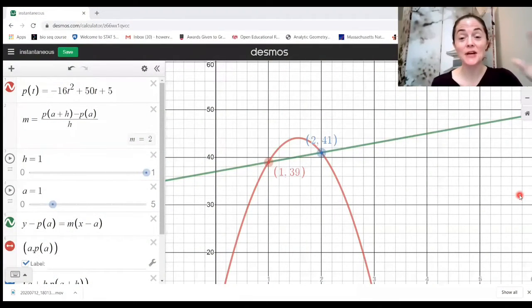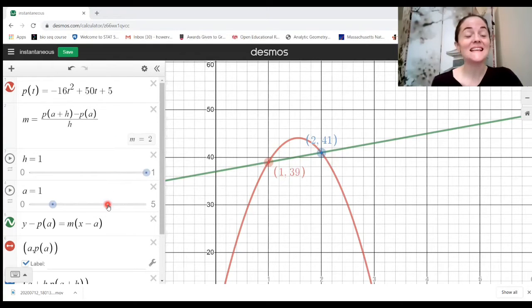What we are looking at here in red is the graph of p of t. This is the position function I just had on the board, minus 16t squared plus 50t plus 5. And then the green is the secant line. Here it's between the point 1 comma p of 1 and 2 comma p of 2. Then you see here m. Well, this is the slope of the secant line. This is the average rate of change, here from t equals 1 to t equals 2. This m is the value of the difference quotient.